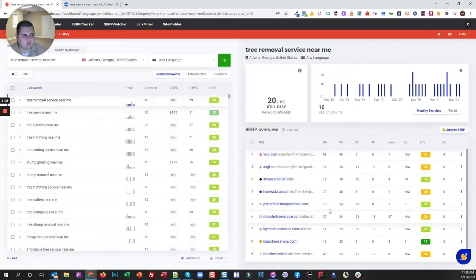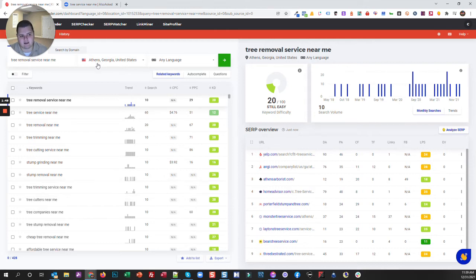So we're going to go here, tree removal service near me, and now a couple things that I like to do. First off, this search volume right here, it's an estimate. There's not exactly 10 people that search for this every month. It just basically gives you some ranges. The more localized you have for something, especially something that's real niche oriented like tree removal services, the lower your search volume is going to be.